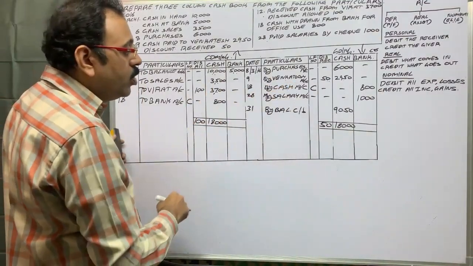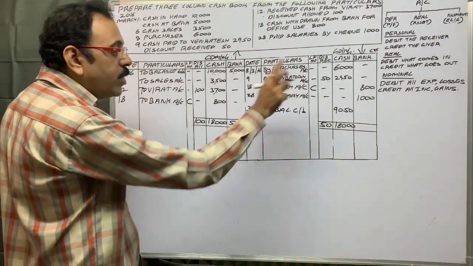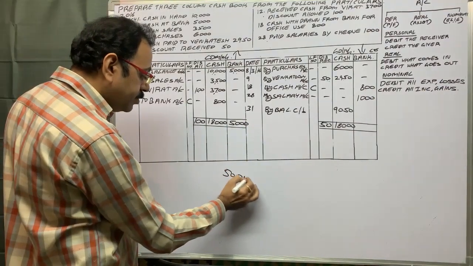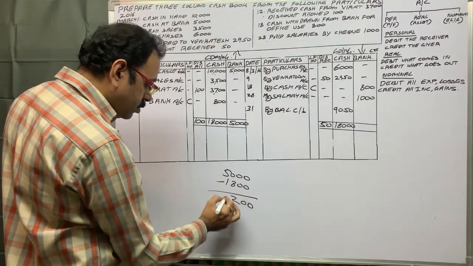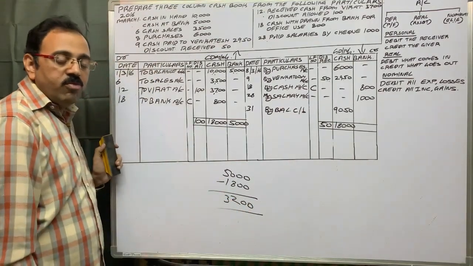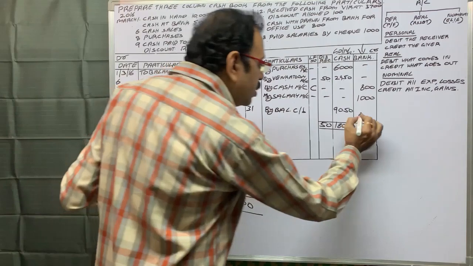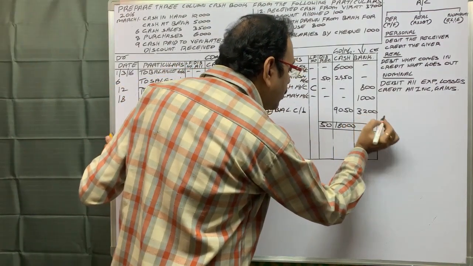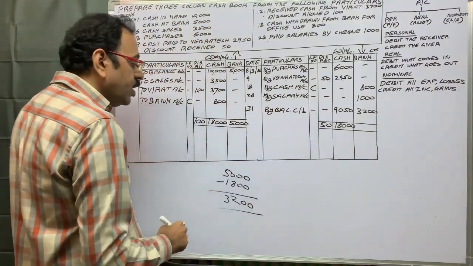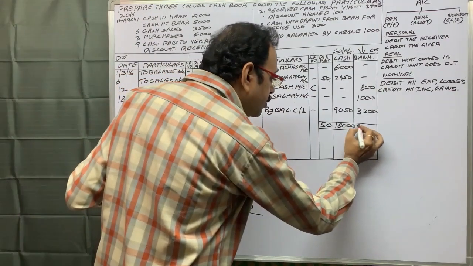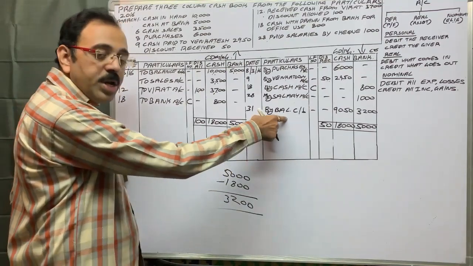So which side total is more? Debit side. Debit side total is 5,000. 5,000 minus 1,800, 3,200. Which side total is less? On that side you have to write the amount. Credit side total is less. 3,200 here. Then again you need not write this date, already we wrote it for the cash column. Then total will be 5,000. So for March month we have completed.